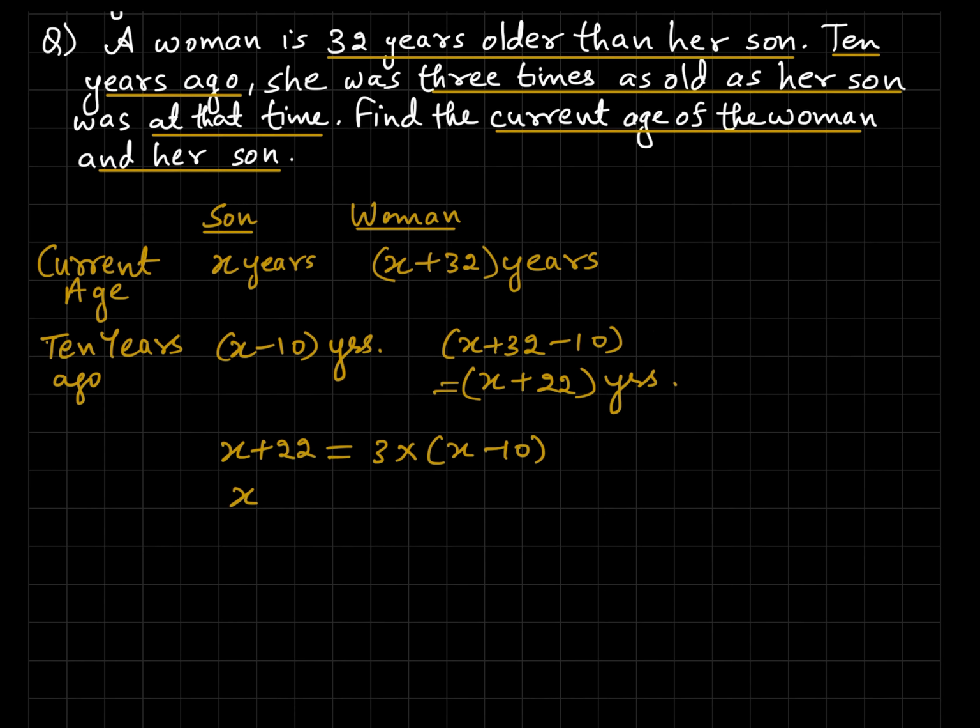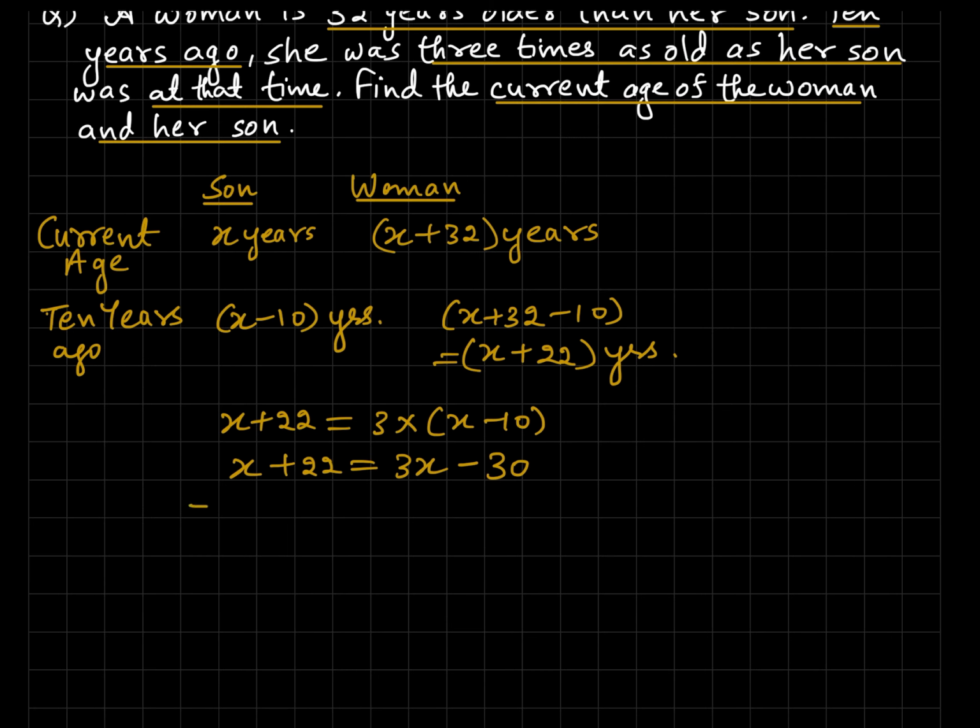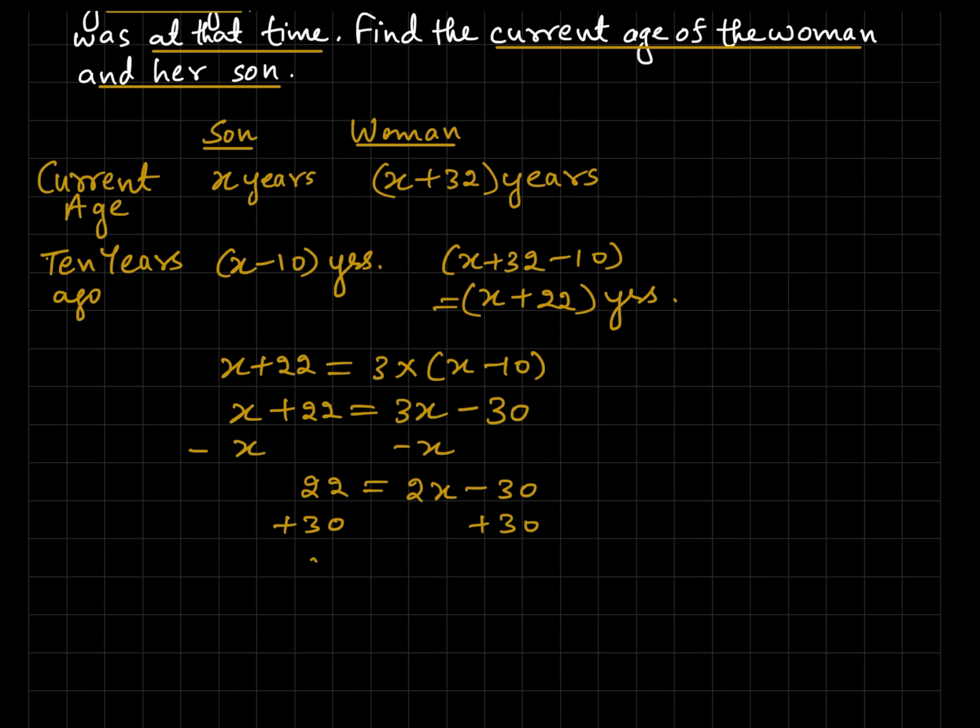So x plus 22 equals, expand it, 3 times x is 3x minus 3 times 10 is 30. Now using the balancing method, minus x on both the sides. So x minus x is 0, and here I am left with 22. 3x minus x is 2x, and minus 30. We can do plus 30 on both the sides, so I will be getting 52 equals 2x.